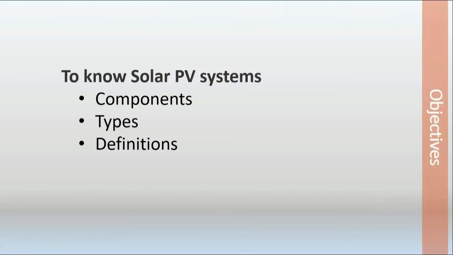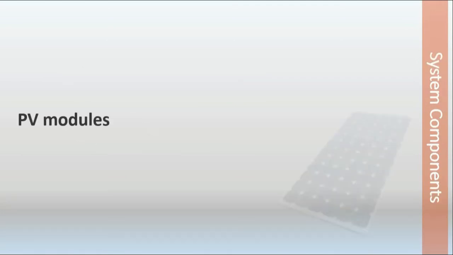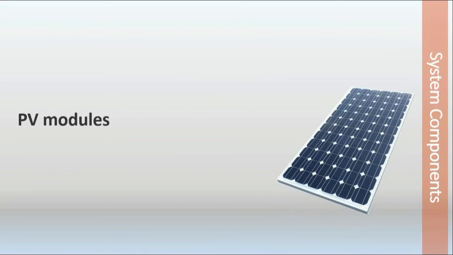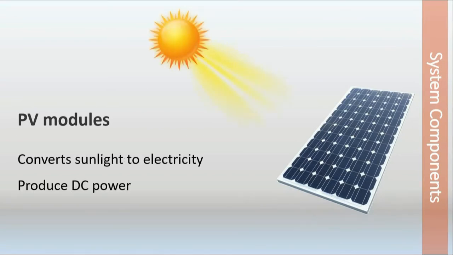In this part we will learn the system components, the different types of solar PV systems, and some important definitions. The solar PV module is the basic system component. We use it to convert the captured sunlight into electricity, which is produced in DC form, and this is due to the photovoltaic effect of semiconductor material.